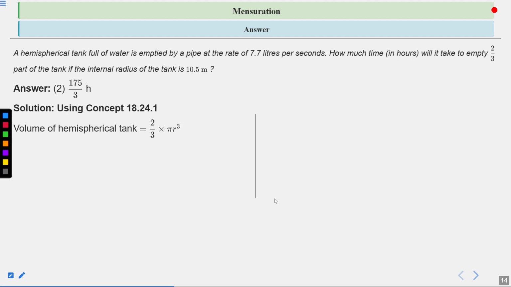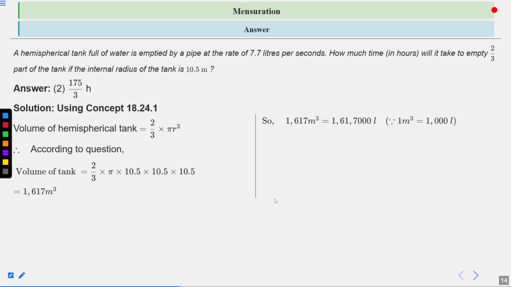18.24.1. The volume of the hemispherical tank becomes 2/3 pi r cubed. According to the question, the volume of the tank becomes 2/3 into pi into 10.5 into 10.5 into 10.5, into 2/3. Simplifying it, we get the volume of the tank, which is 1617 cubic meters.